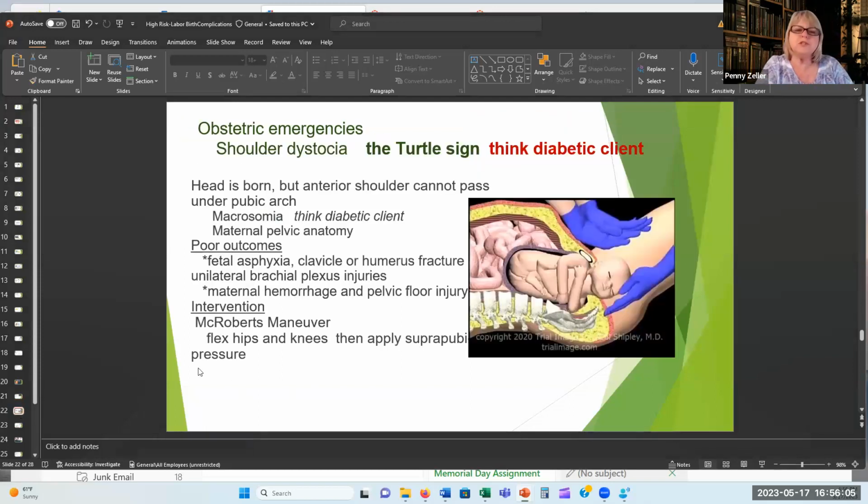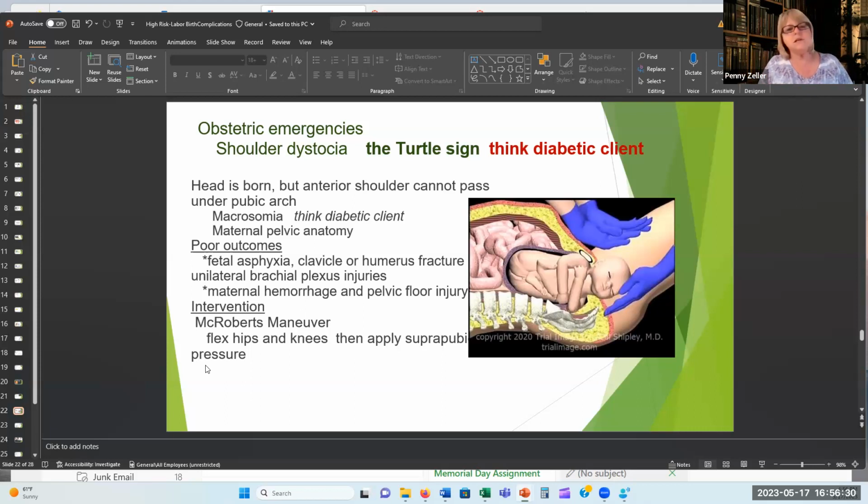Okay, here we are, shoulder dystocia with the turtle sign. Think diabetic. When you think about shoulder dystocia, think diabetics, whether it's type 1, type 2, or gestational, because they have the large babies and the broad shoulders. It's not only that the baby's large, their shoulders are broad, their trunk is bigger. So they're a little out of proportion.